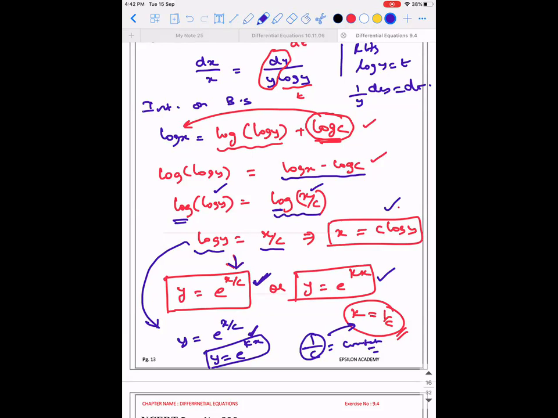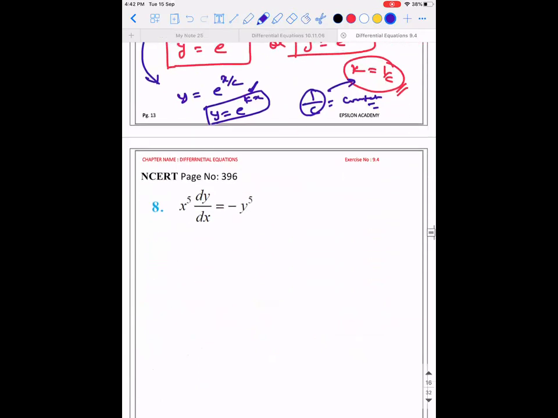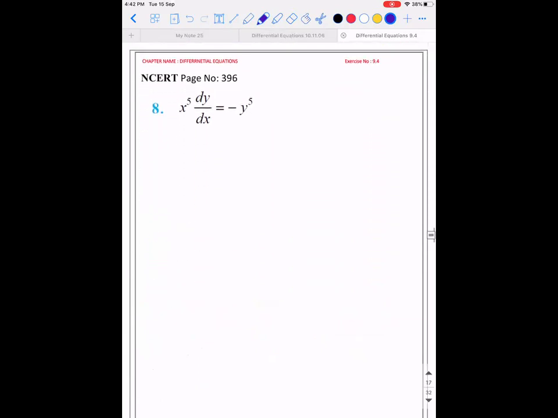Shall we proceed to the next one? Now see, you try to solve this. dy minus dy divided by y power 5 is equal to dx divided by x power 5. So what is the integration answer for this?